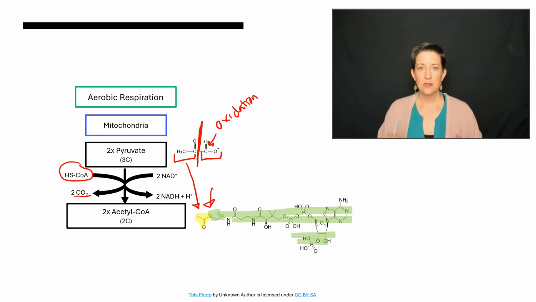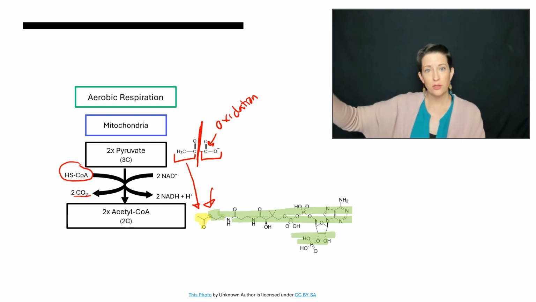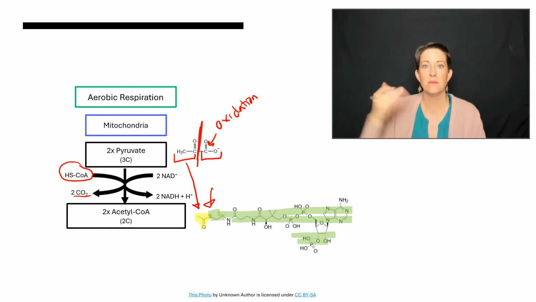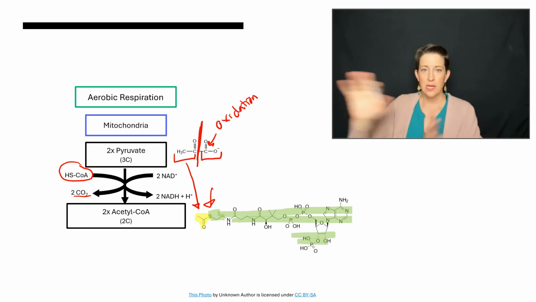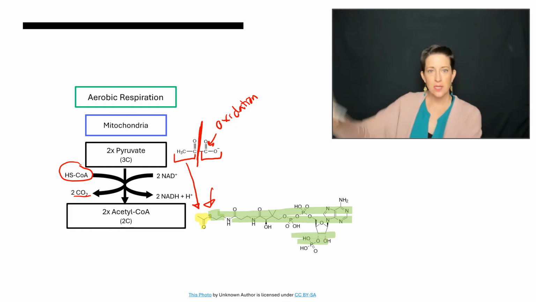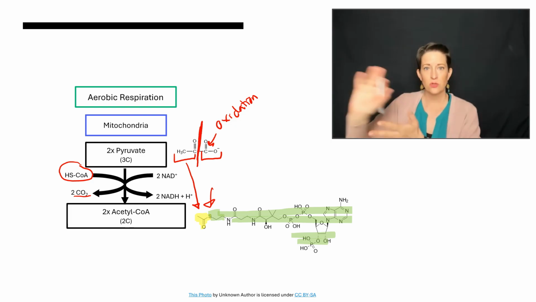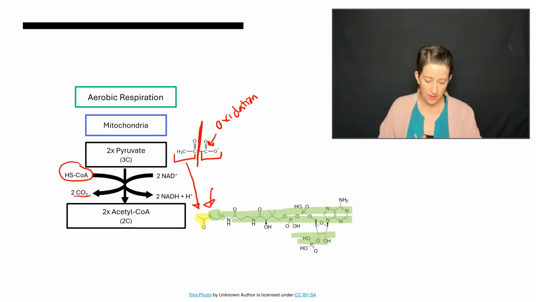The difference here is this NADH, because it's in the mitochondria, is going to be collected and shuttled to the electron transport chain to make ATP. So we want to move all of those high energy electron carriers towards the inner membrane of the mitochondria.